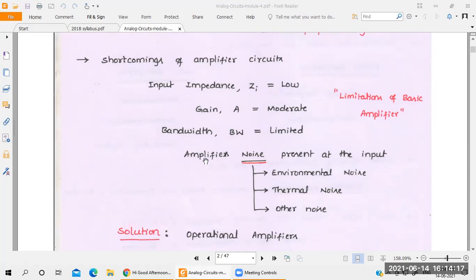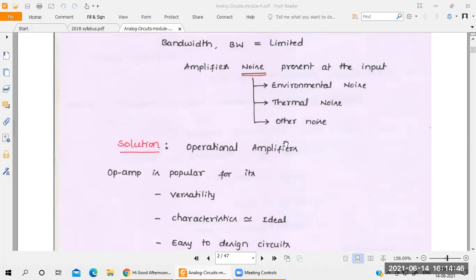Noise is more, so what are the different types of noise here? Amplifier environmental noise, meaning temperature. Thermal noise, meaning power supply noise. Then other kinds of noise. These are the limitations, meaning drawbacks, of the general amplifier that you have to avoid. So impedance, gain, and bandwidth, these drawbacks you have to avoid in the operational amplifier, to make the new IC.